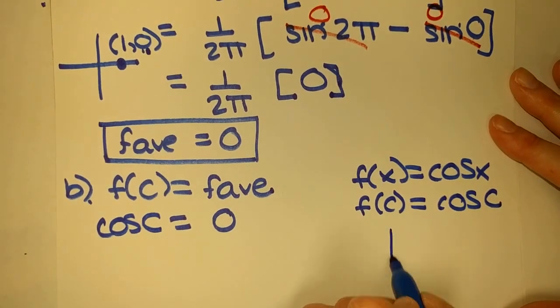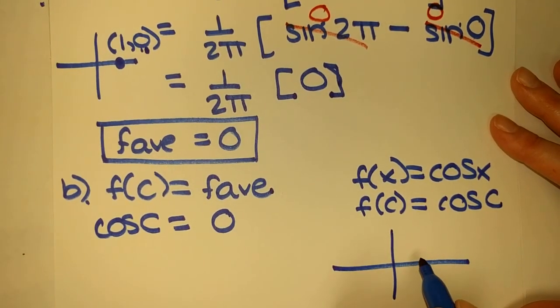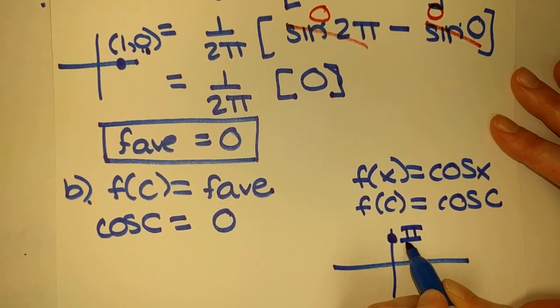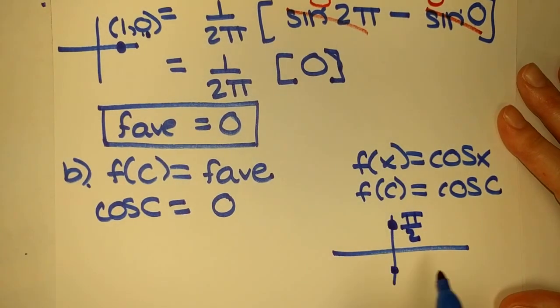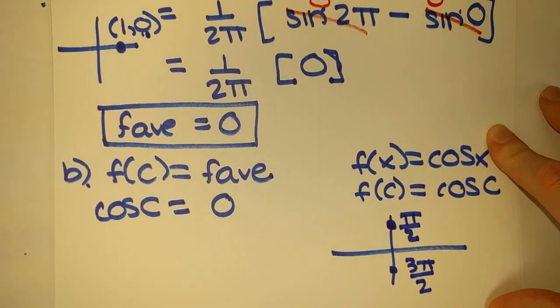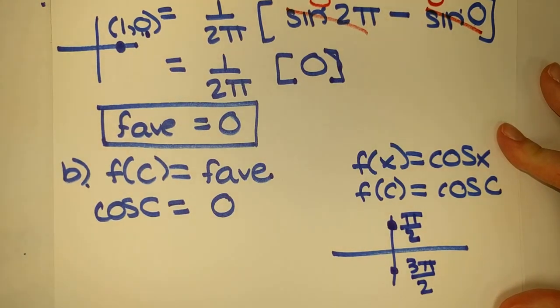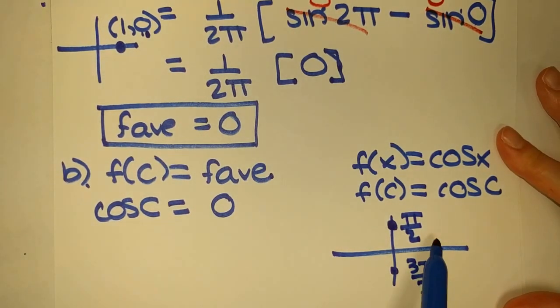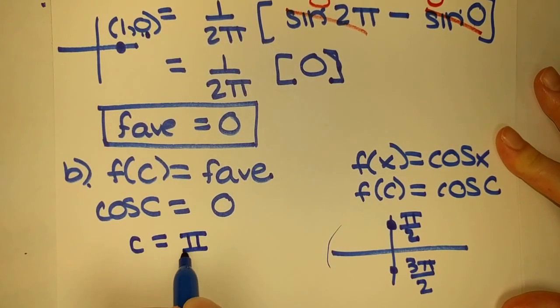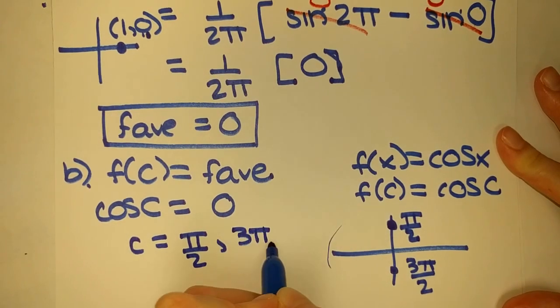So you look on your unit circle, where is cosine equal to 0 in that interval? Cosine is equal to 0 at pi over 2, but it's also equal to 0 at 3 pi over 2. And we're not adding the n pi here because our interval only goes from 0 to 2 pi. So we're just interested in the c value, the x values that are between 0 and 2 pi. So your c value is going to be pi over 2 and 3 pi over 2.